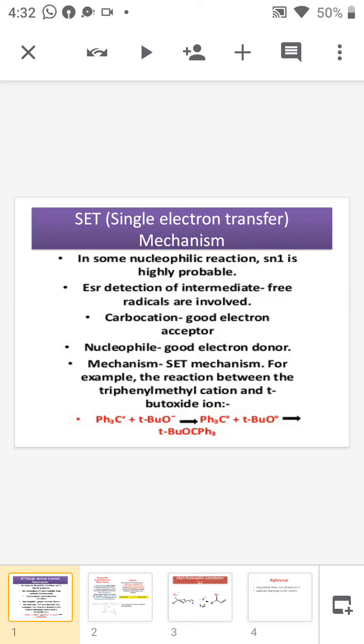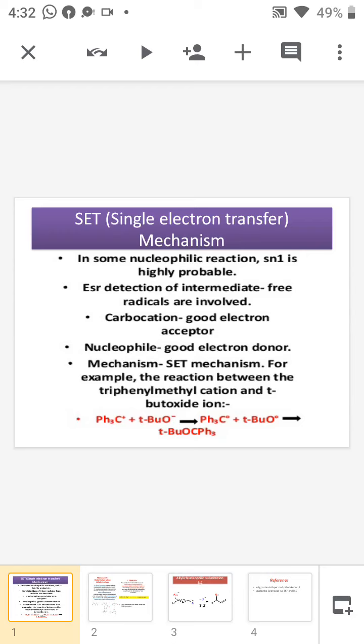Everybody, today we are discussing the next topic, that is single electron transfer mechanism. In the last class we have discussed SN1 reaction, SN2 reaction, SNi reaction, neighboring group participation, and now we are studying SET mechanism, single electron transfer mechanism.